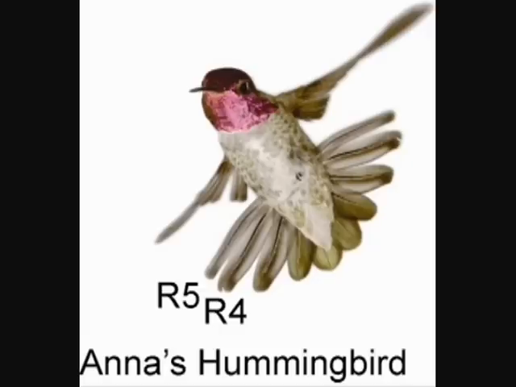This is a male Anna's hummingbird. It uses its outer tail feather, R5, to produce this sound during its courtship display. Removing R5 eliminates the bird's ability to make the sound, but what's curious is what happens when R4 is removed.